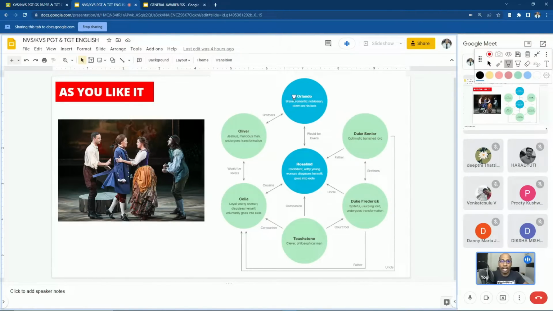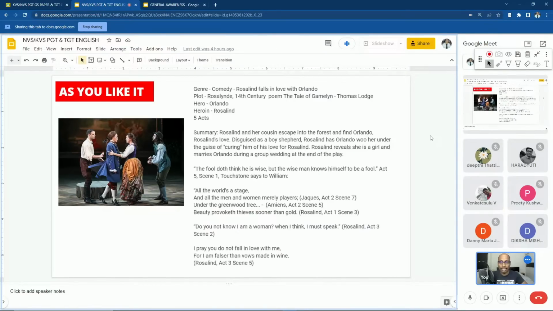So Oliver and Orlando are brothers, Rosalind and Celia are cousins and best friends, and Duke Senior and Duke Frederick are brothers. Touchstone is a servant of Duke Frederick, but he followed Celia and Rosalind when they went to the forest of Arden. So these are the important characters. There are a few more characters, and I'll introduce them when the storyline begins. So let us go to the summary of the play As You Like It.